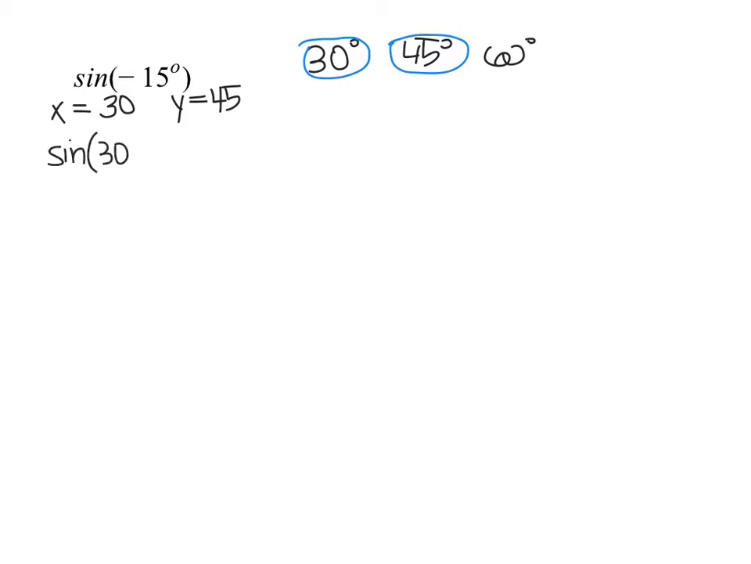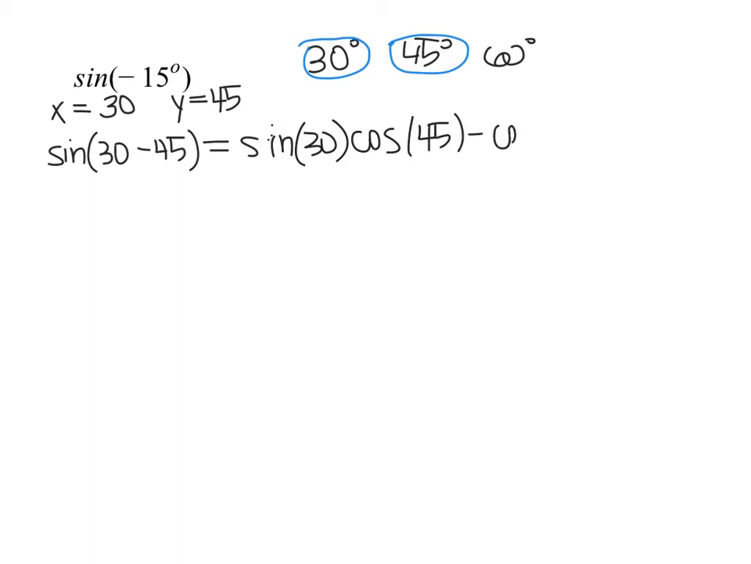So using our subtraction formula, sine of 30 minus 45, we have sine of x, so sine of 30 times cosine of y, cosine of 45, minus cosine of x, cosine of 30, times sine of y, which is sine of 45.